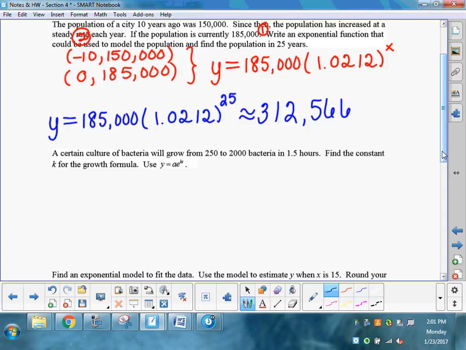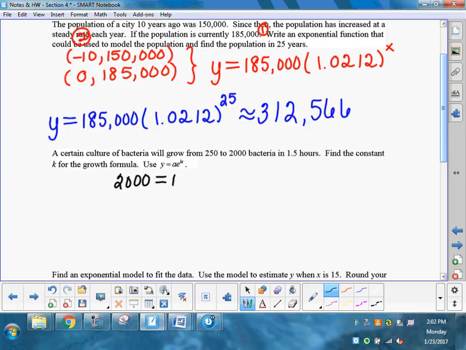Hands up, please, if you can tell me what I could go through and do based on the given information to figure out what the k value is. So what are you going to write out for me? 2,000 is equal to 250 times e raised to the 1.5k power. Our job is to solve for k.